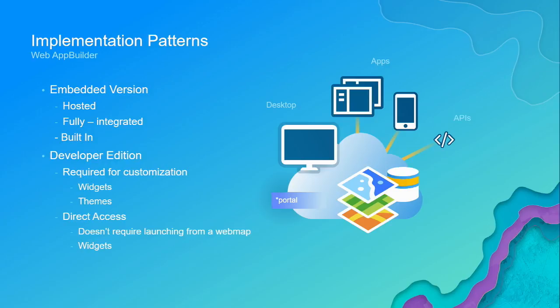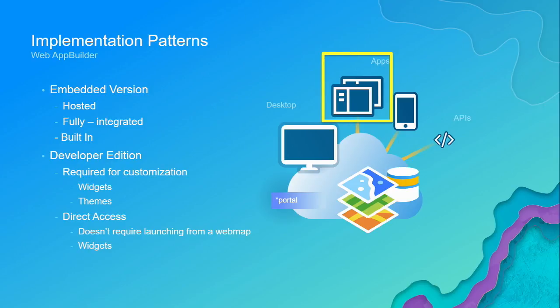The embedded versions, we have to go in, create a web map, and then when you share that web map, it becomes available to open in the embedded version of Web AppBuilder. So being that this is the Dev Summit, we're going to focus mostly on the developer edition. That's what we're going to be talking about. I do have one slide about the embedded version, but we'll get there and I'll talk about it.